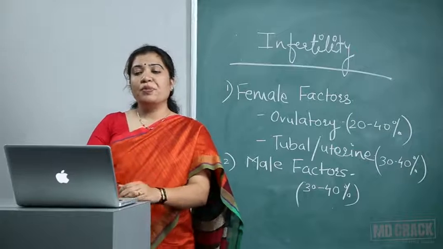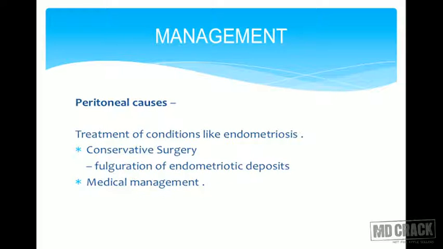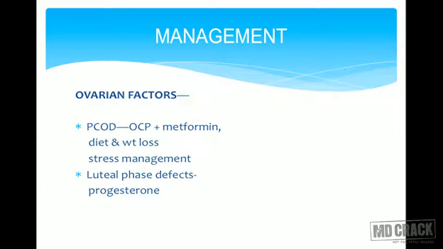It gives good results. For the peritoneal causes like endometriosis, we can either go for medical management or conservative surgeries like fulguration of endometriotic deposits. And usually such patients show good results later. Ovarian factors, very common factor, and we said it's treatable. So PCOD, we can either go for OC pills for 3 months, metformin, weight reduction, diet, stress management, and then we can start induction of ovulation along with clomiphene citrate or FSH and LH. Luteal phase defect, we should give progesterone supplements.